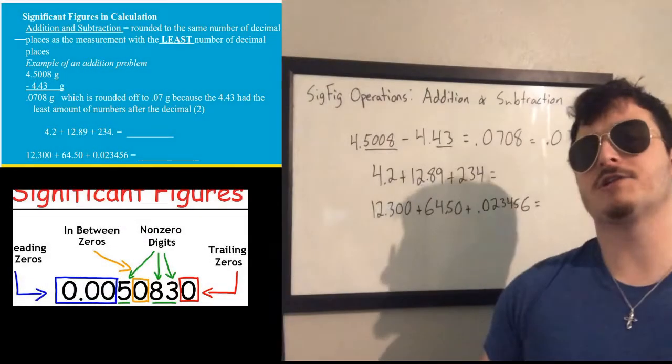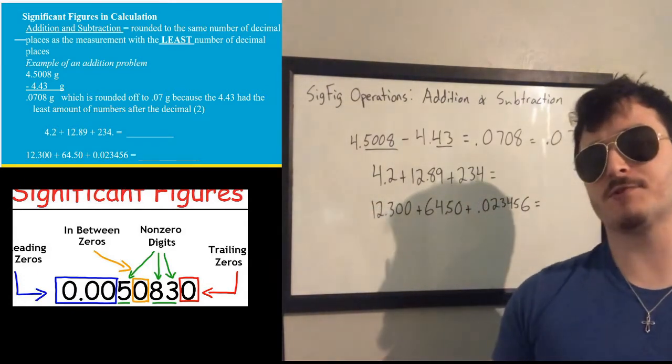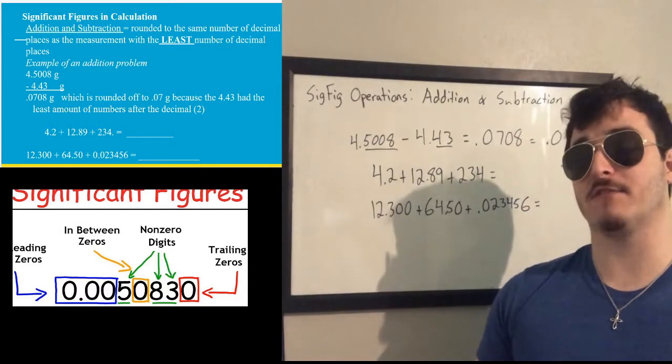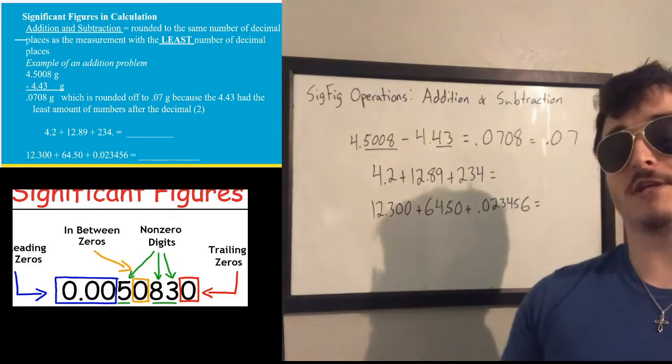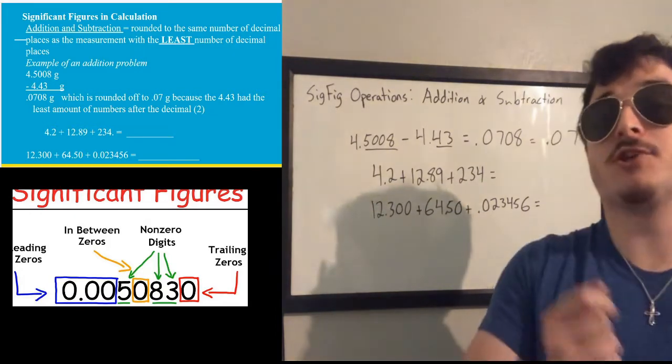Now we're looking at calculations with sig figs, with addition and subtraction. There are subtle differences between the rules for addition and subtraction versus multiplication and division. The rule with addition and subtraction is we are going to round our final answer to the least amount of decimal places used to get there.